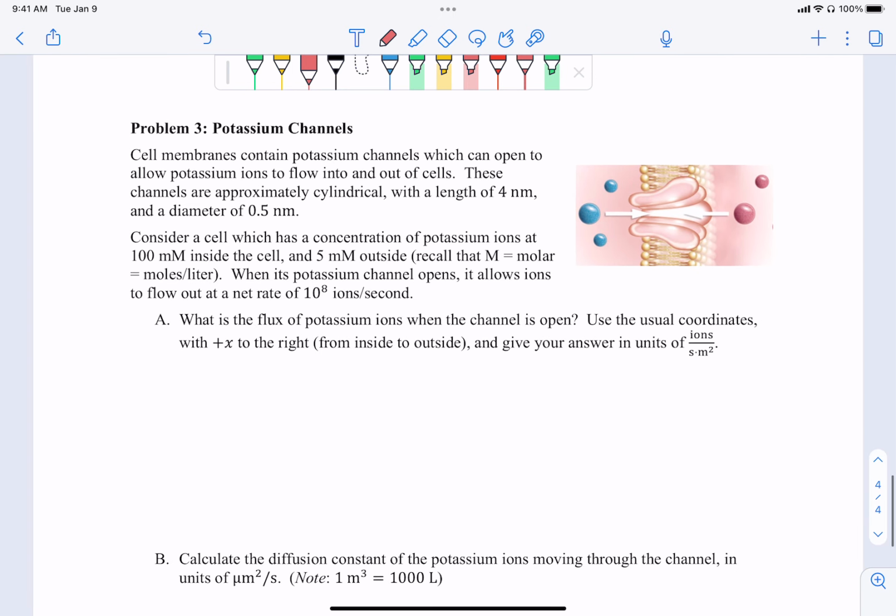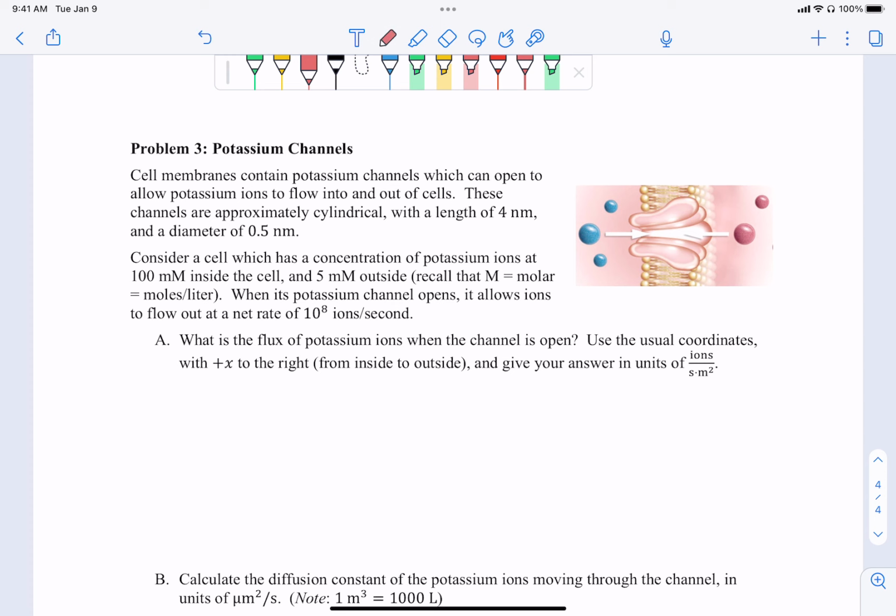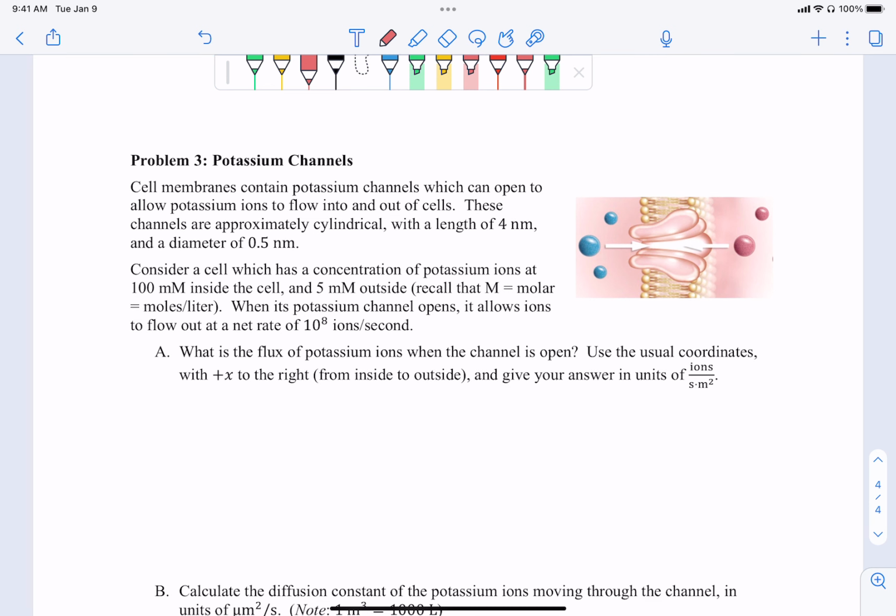I don't like this concept either. I don't like flux. I just don't like the variable j. It just looks like a weird variable to use in physics. Everything else makes sense. J just looks out of place. I don't like it.